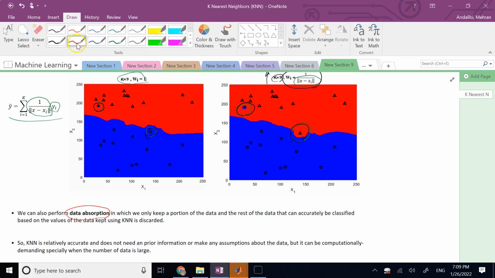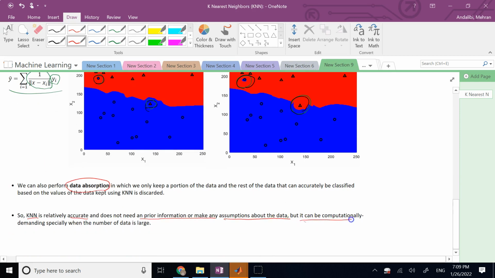If I want to briefly tell you the advantages and disadvantages of KNN, the good thing about KNN is that it's quite accurate. Although it's very simple, it's very effective and accurate. The major thing is it does not need a model or any prior information, and it does not make any assumption about the data. The bad thing about it is it can be slow and computationally demanding, especially when you have a ton of data. As long as you don't do this data absorption, you see that the code runs quite slow.